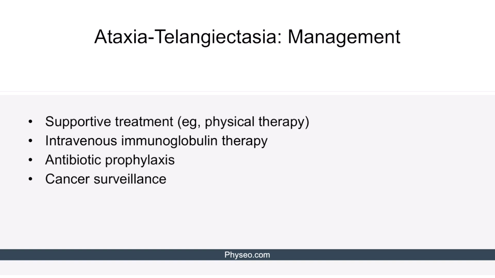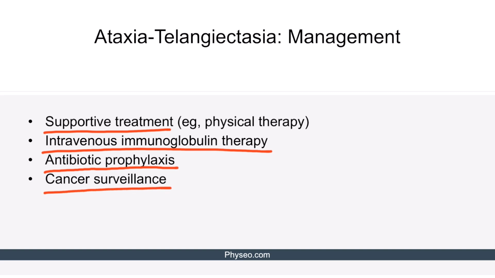As far as management goes, it largely revolves around supportive therapy, such as physical therapy to help patients deal with ataxia. Clinicians may also consider using intravenous immunoglobulin therapy and periodic antibiotic prophylaxis to help mitigate the recurrent infections that these patients experience. Lastly, clinicians should discuss a cancer surveillance strategy with all patients, as these patients are at higher risk for developing a malignancy. Proper cancer surveillance can ensure early detection and improved odds of survival.